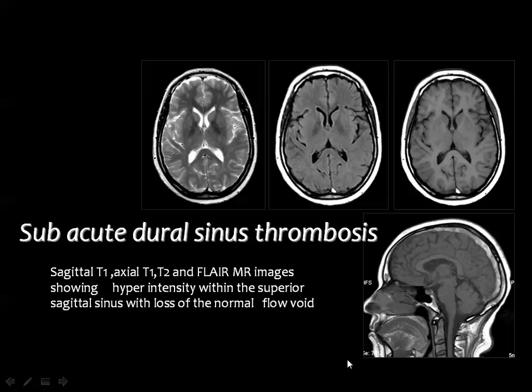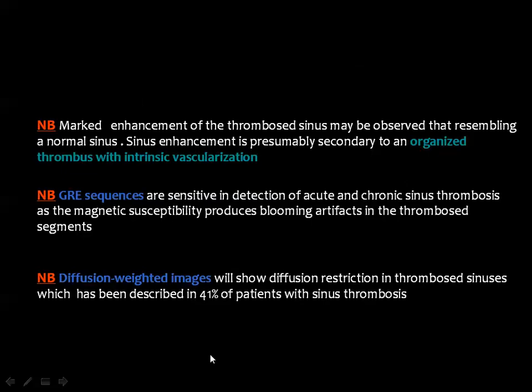And if you look here, you see the region of the superior sagittal sinus appears bright in the T1, in the FLAIR, and in the T2 weighted image, meaning that you are dealing with a late subacute thrombus with extracellular methemoglobin, which is bright in the T1 and T2 weighted images. And in the sagittal image, you easily appreciate the high signal within the superior sagittal sinus.